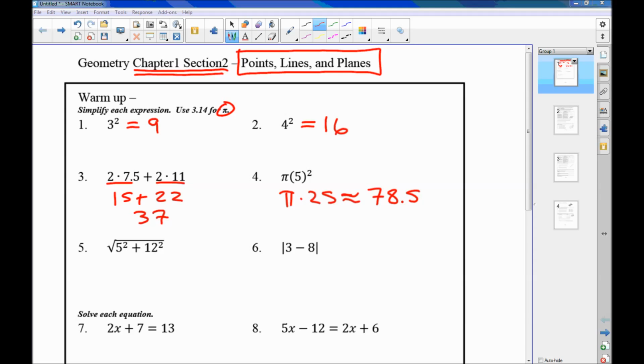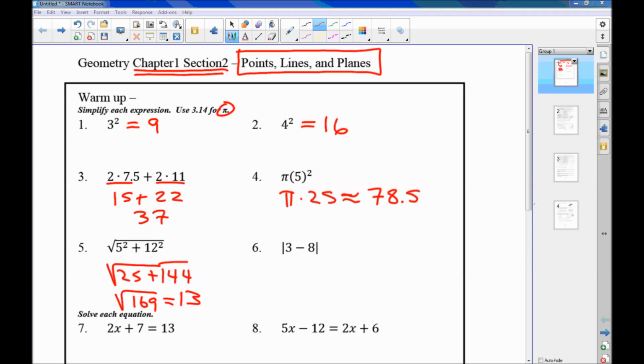All right, number 5, 5 squared is 25. Remember, the square root bar, our square root house, acts like parentheses or grouping symbol in the order of operations. 12 squared is 144. We can add them together inside now, so this will make 169. And the square root of 169 is exactly equal to 13.